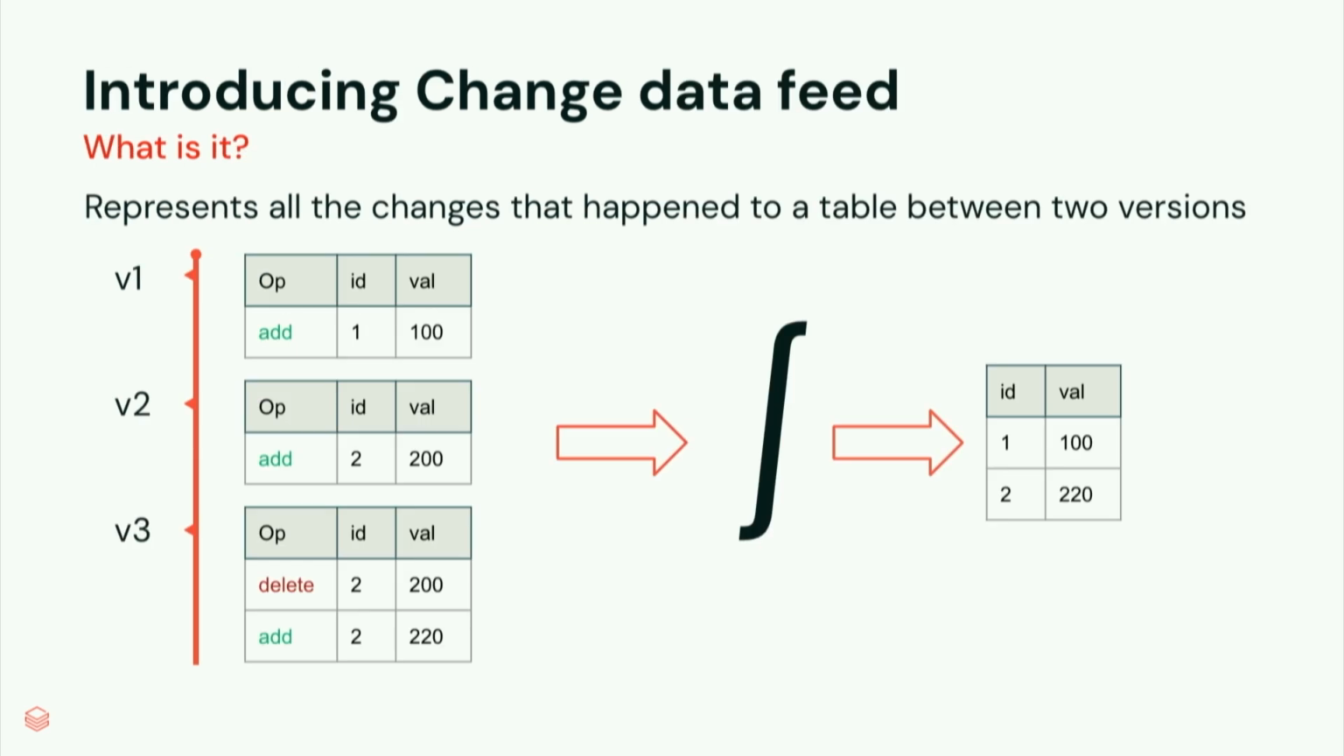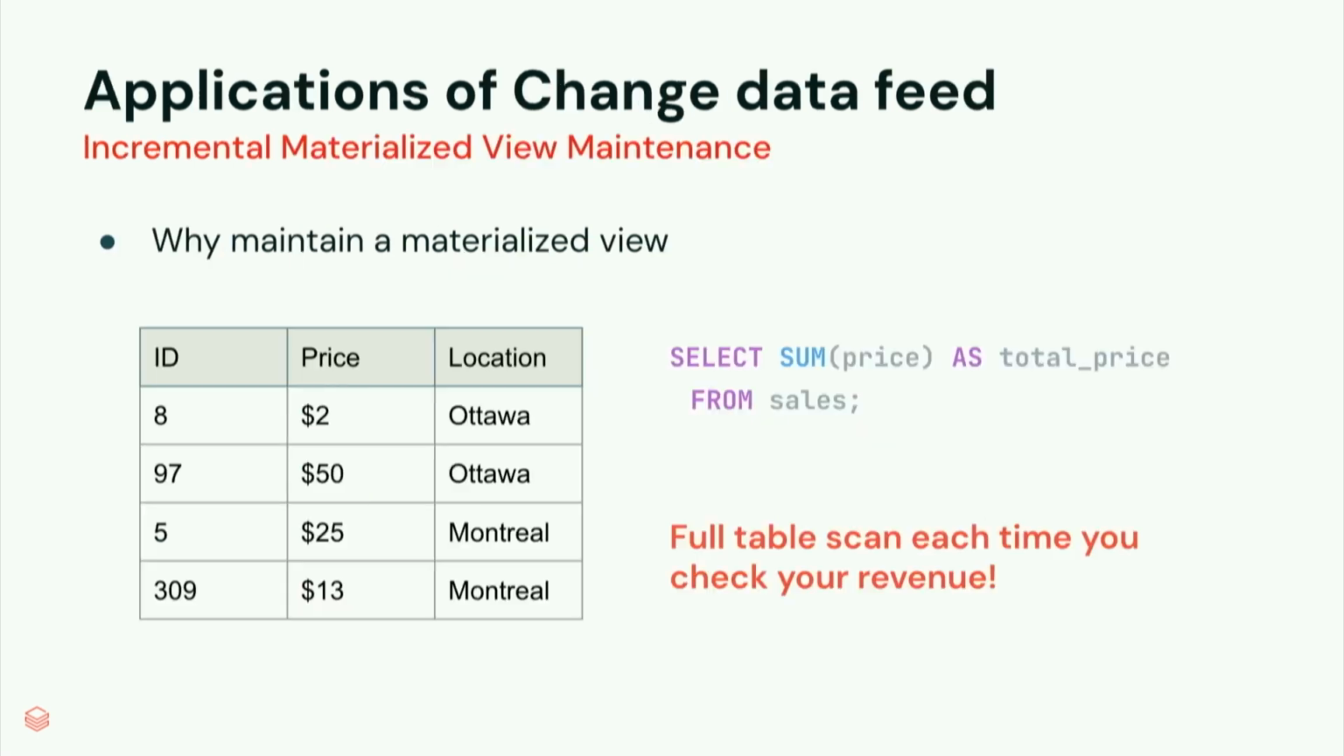All right, so I want to introduce to you what is change data feed and why you want to use this thing. Change data feed represents all of the changes that have happened at each commit on your table. So you can take a look at version 1, I added a row. At version 2, I added another one. Version 3, I deleted one and added a new one. You can think of this as the deltas that have happened at each version of your table. And if you take the integral of that, if you bring it all together, you have the final state of your table.